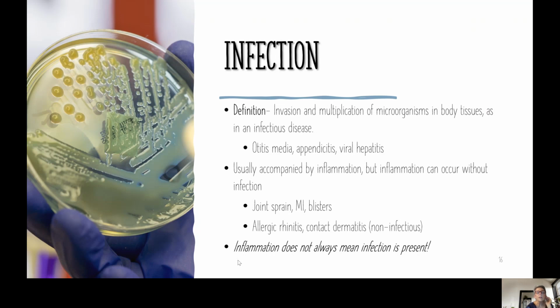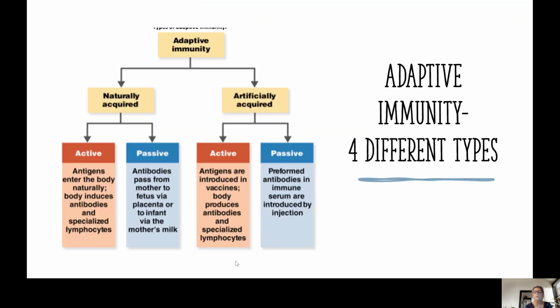So what are some examples of inflammation that occurs without infection? As you can see here, spraining your joint, actually a heart attack creates the inflammatory cascade as well, or blisters. So there's no infection in any of those things, but the inflammatory response has been initiated. Other examples would be allergic rhinitis or contact dermatitis that's non-infectious. So inflammation does not always mean infection is present. It just means that our body's doing what it needs to do.